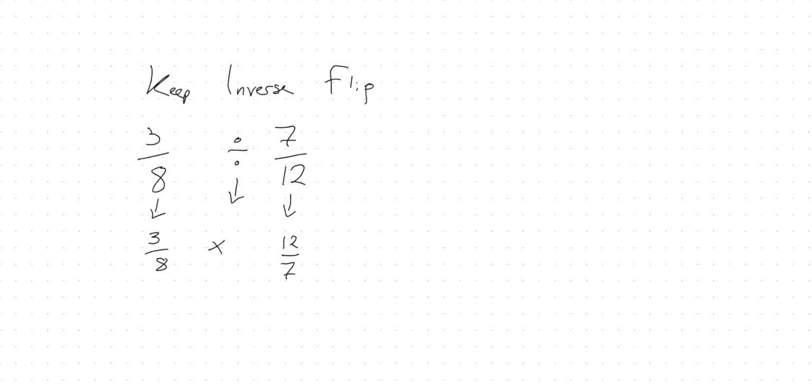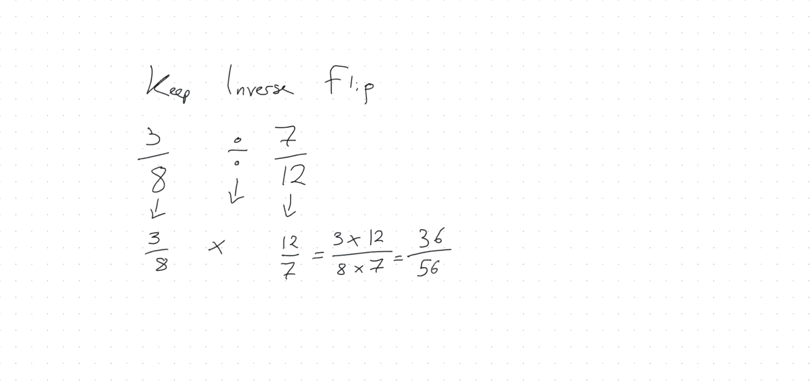Now that we've got a multiply sign, I can follow the same pattern as what I did previously, which is 3 multiplied by 12 over 8 multiplied by 7. So 3 lots of 12 gives me an answer of 36, over 8 sevens gives me an answer of 56.